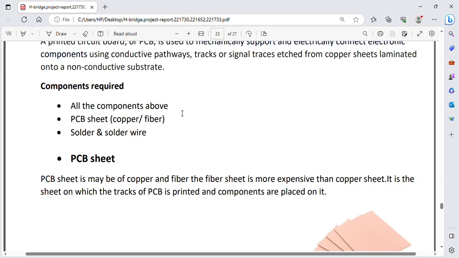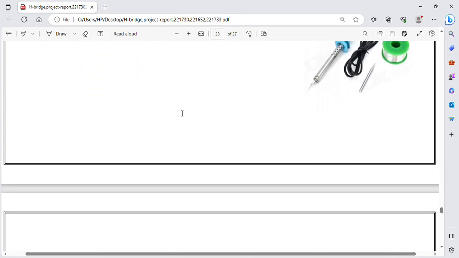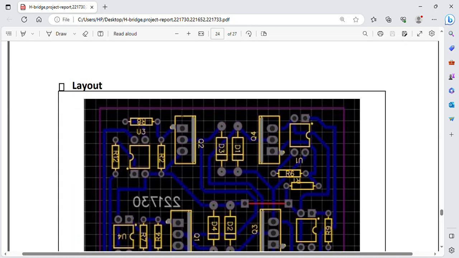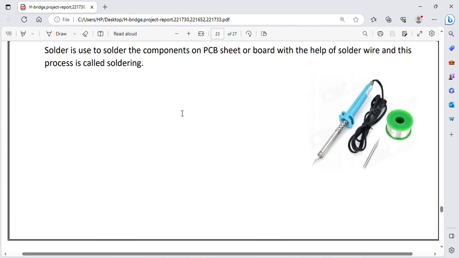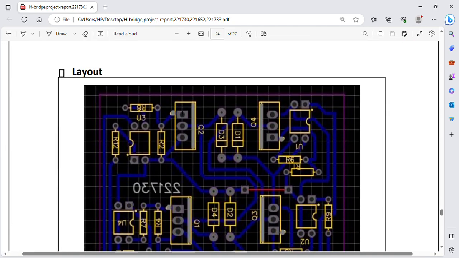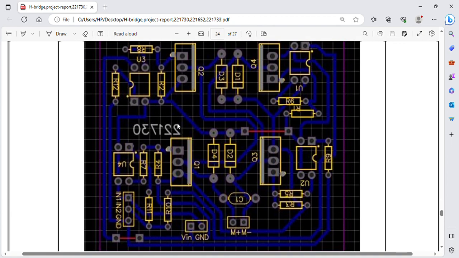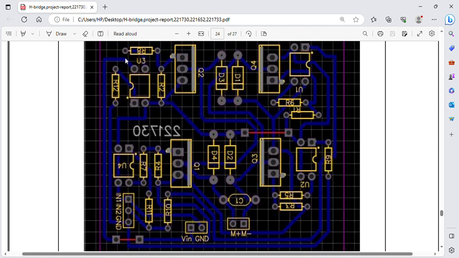The components that we required in designing this project are a PCB sheet, some soldering wire, a solder, an FeCl3 chemical, and that's all, and the components that we have discussed before. Here we have the PCB layout of our circuit. I hope you guys like this. This is a very precise circuit, and this circuit is working properly.